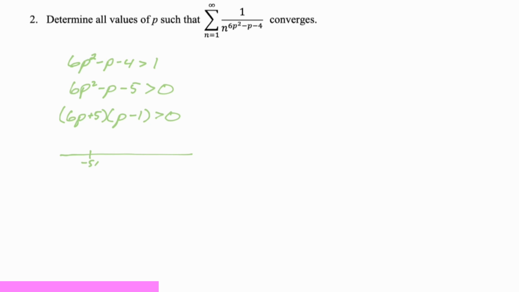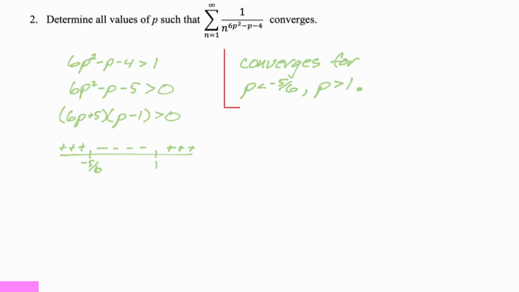And then we can do a sign chart. This is a quadratic that opens up, right? So you know it's going to go plus minus plus. Or test values, up to you, whichever you want to do. So this thing is definitely going to converge as long as p is less than -5/6 or greater than 1. Those are the intervals on which you will get a convergent p series out of this thing.